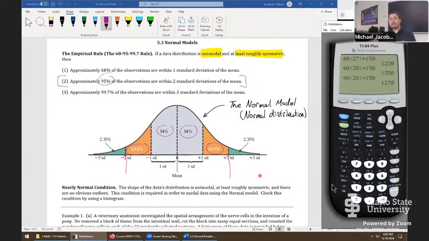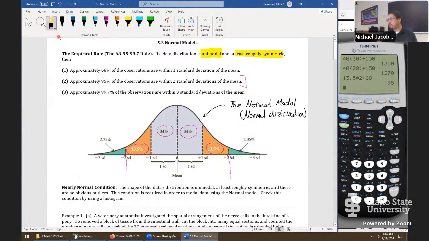So take 13.5 times 2. Add to it 34 times 2, or just 68. That's what it would add up to. And we get the 95%. So this is saying 2 standard deviations is really far out. If you have a quantitative variable and produce a histogram out of it, which is unimodal, at least roughly symmetric, it's essentially saying almost all of your data is within 2 standard deviations. Anything that's outside of that is pretty unusual for your data set.